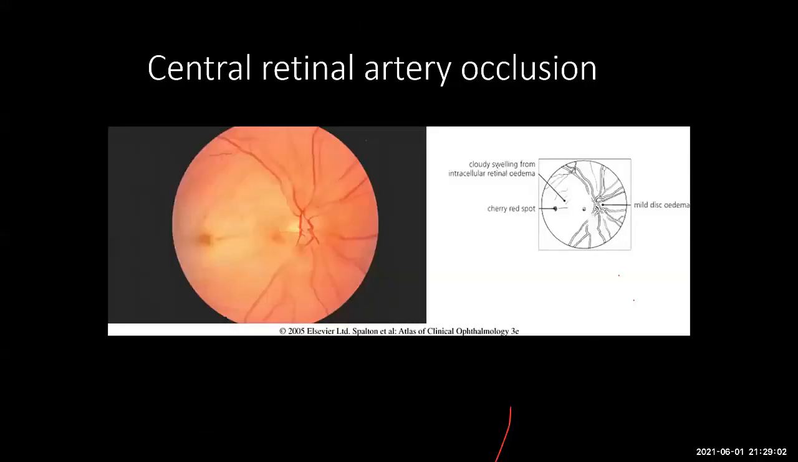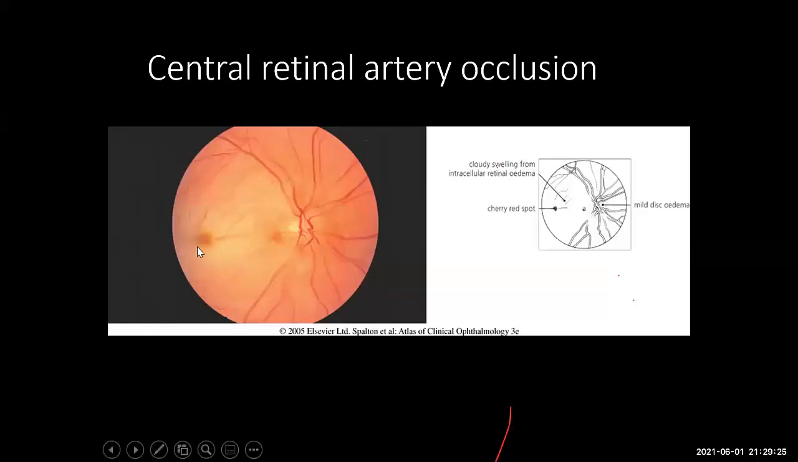Now this is what you see in central retinal artery occlusion. You see this area is very reddish and this area is very pale. This patient has a relative afferent pupillary defect, and vision is possibly in the range of counting fingers or hand movements. Vision is going to be very, very poor.